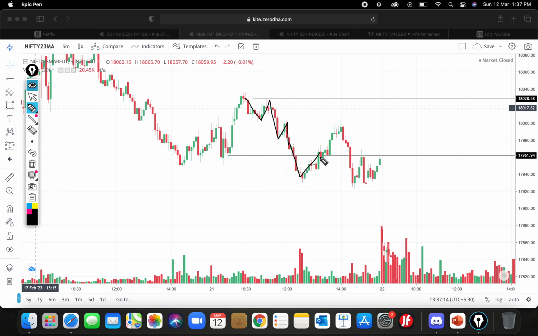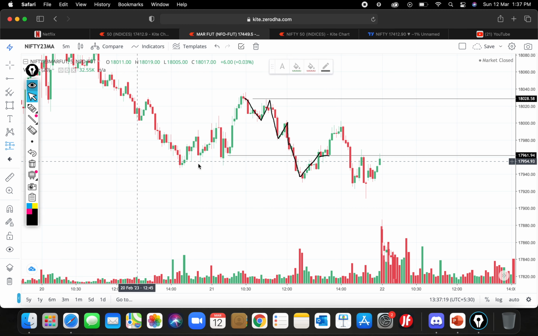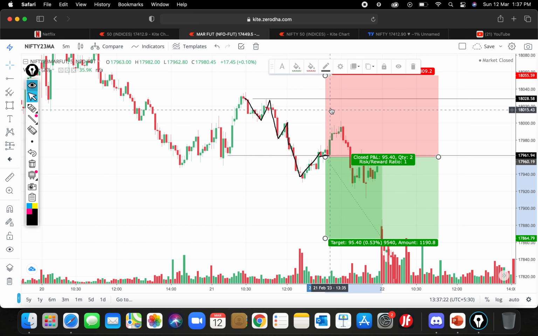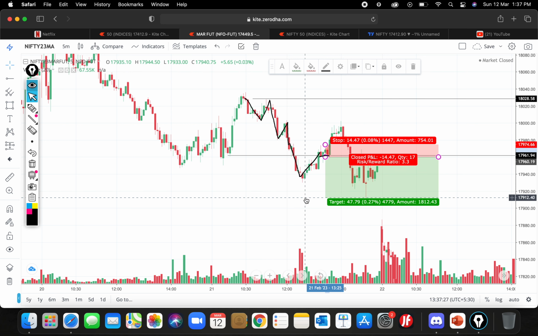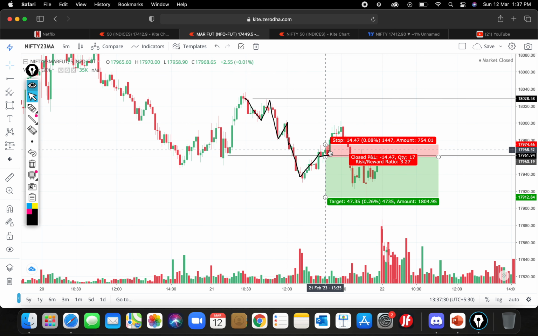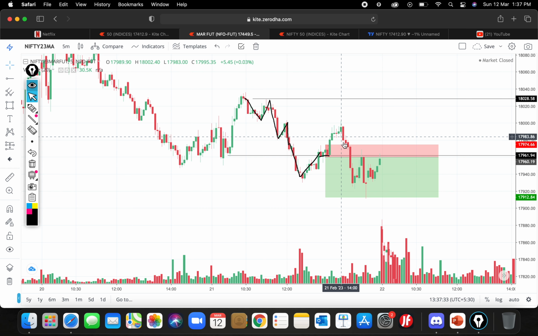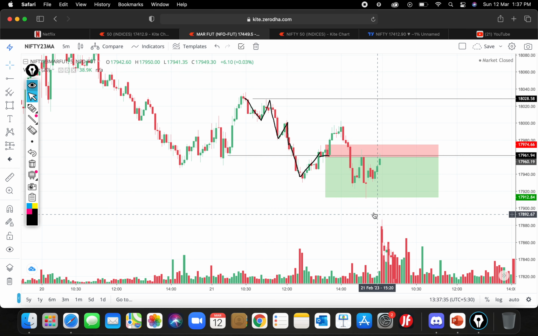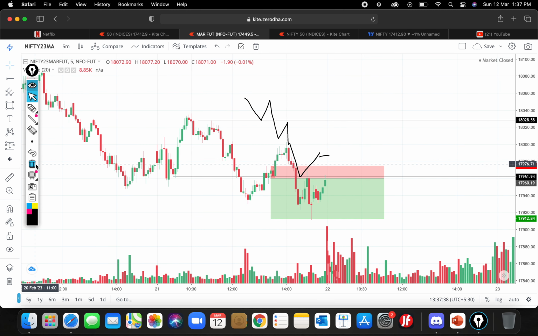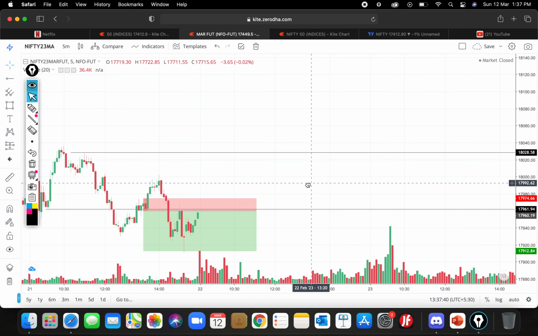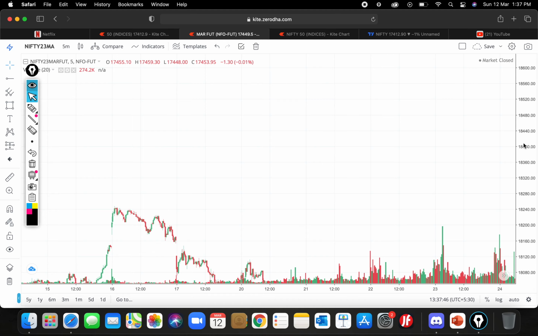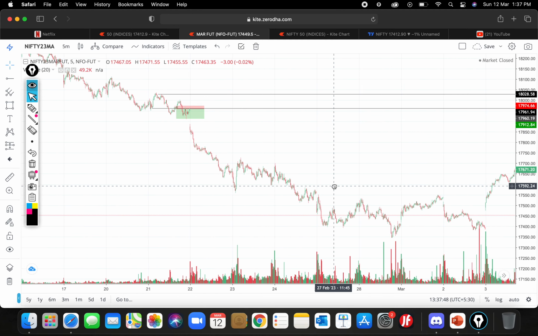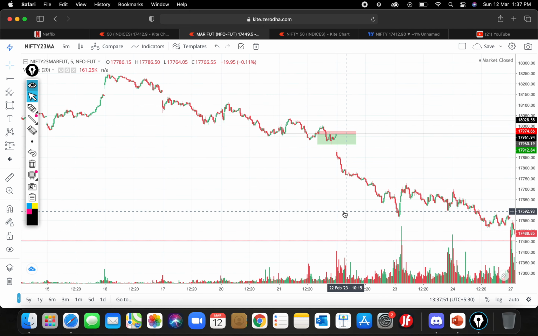So this was a pullback, so we could have entered here with stop loss around here and take profit of minimum 1:2, but instead the market hit our stop loss and then came back to our targets. So yeah, nothing is 100% here, it's just about the probability. If your winning probability is high, you will be a profitable trader. So let's look here.